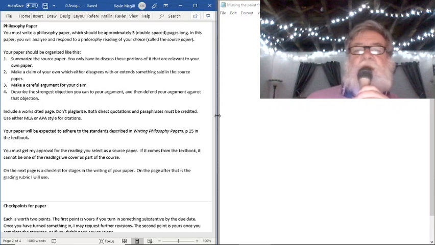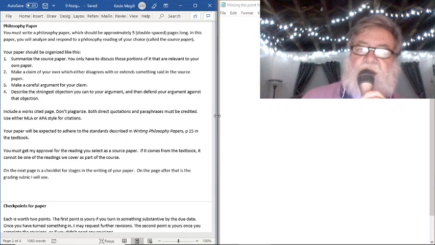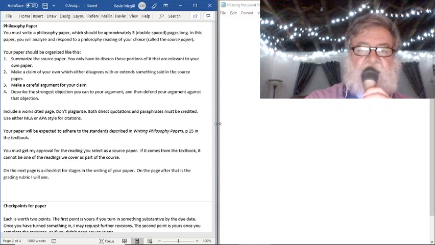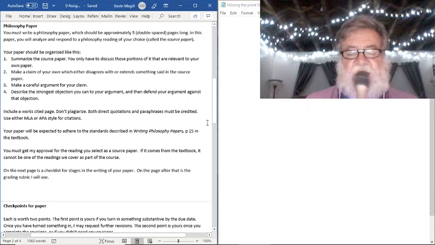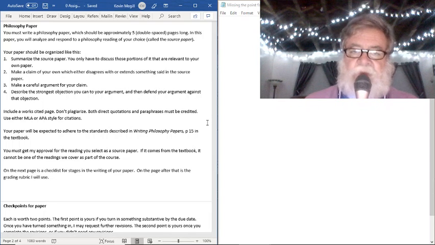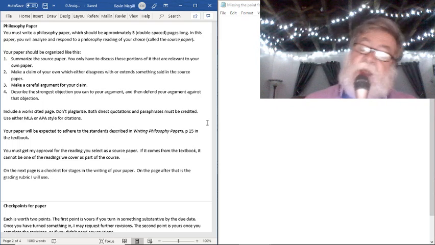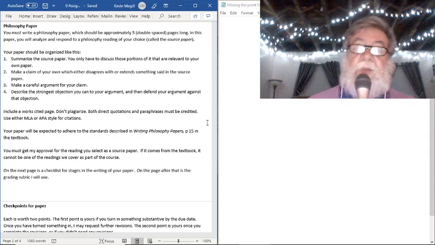Now, the process for writing the paper is that you're going to give me a final paper near the end of the semester. But before that, you're going to have four checkpoints that I'm going to have you turn in on Canvas. Each one is just going to be a sentence or two. The first checkpoint, which is due almost right away, is you need to identify what source paper you're going to use. The second checkpoint will be you're going to tell me what you think its claim and argument is. The third checkpoint will be where you'll tell me what your argument's going to be.